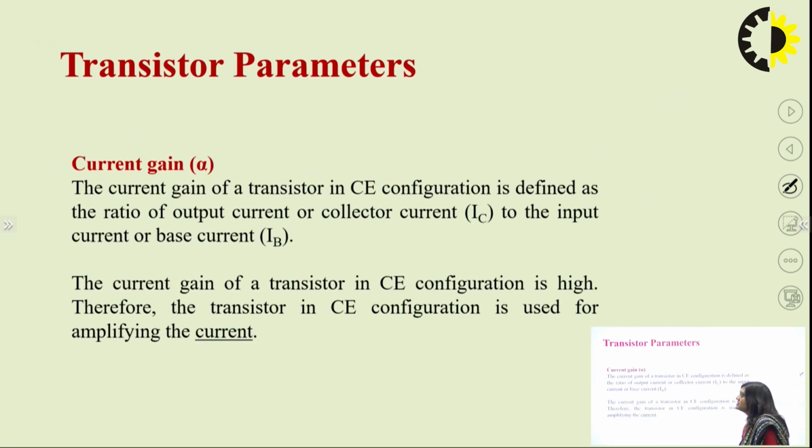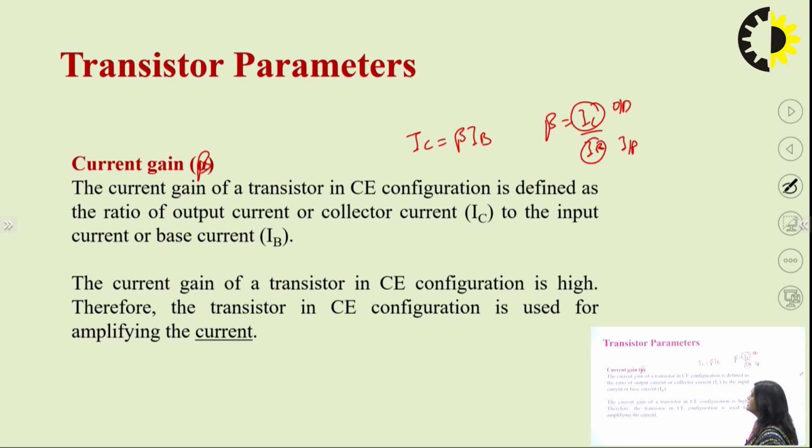After that, current gain. Current gain in case of the common emitter configuration, we denote it by beta, and it is given by IC is equal to beta IB. Here your beta would be IC upon IB. Here IC was your output current and IB was your input current. So current gain of the transistor in common emitter configuration is generally high. The value of beta generally lies around 100. That's why the amount of collector current is very high in case of common emitter configuration.